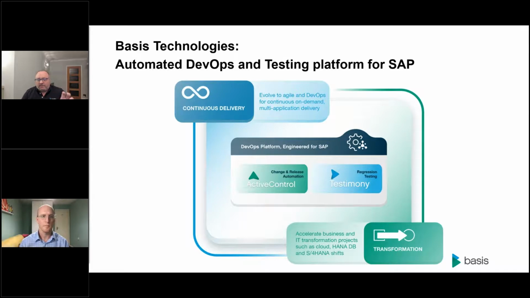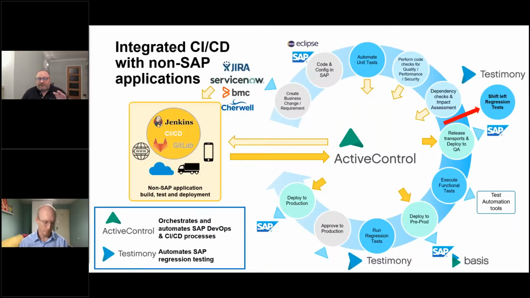So if I take those tools and transpose them, if you like, on that previous circle diagram that we saw, we can see that Active Control can sit in the middle and orchestrate the deployment of change across our SAP landscapes, and then tightly integrate with things like Jenkins and GitLab, etc., and Azure DevOps, so that we can have these enterprise-wide CI/CD pipelines. And then Testimony can sit at the points where we want to run regression testing to fully automate that regression testing and allow us to achieve these automated CI/CD processes.